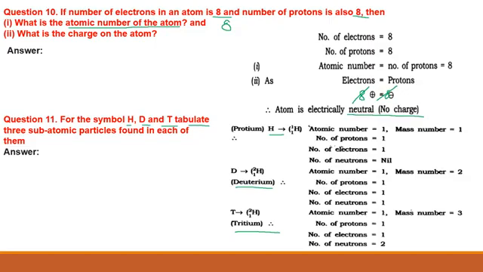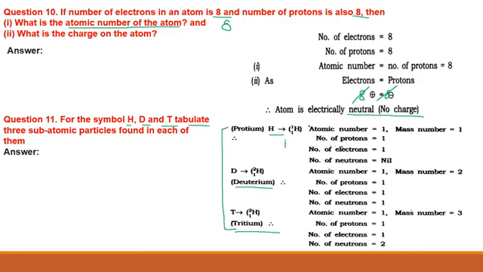Now we know what an isotope is. Isotopes are atoms of similar elements. Similar element means I am considering only hydrogen, there is no other element, atoms of hydrogen. But what is the difference? There is a difference in atomic mass.